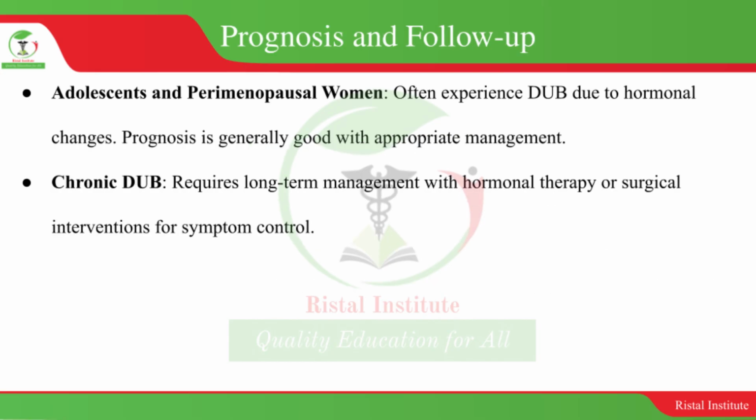Prognosis and follow-up. Adolescents and perimenopausal women often experience DUB due to hormonal changes. Prognosis is generally good with appropriate management. Chronic DUB requires long-term management with hormonal therapy or surgical interventions for symptom control.